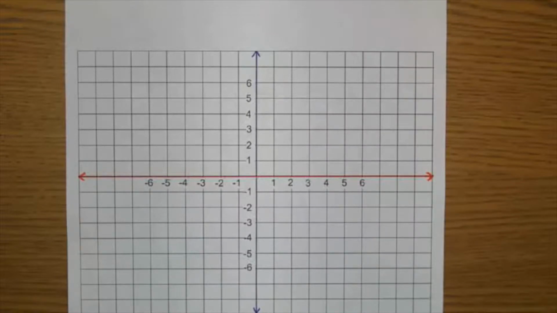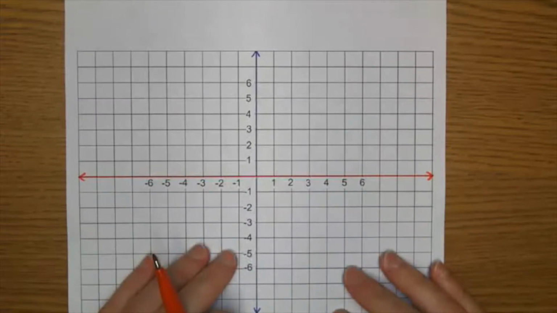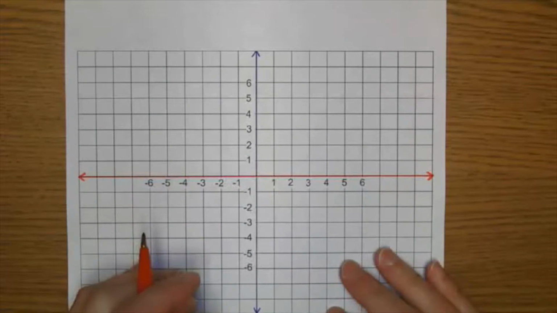Lesson 11.3, Example 1. Our objective is to understand and be able to locate and graph points on a coordinate plane. Here's a coordinate plane. A coordinate plane is two number lines that cross perpendicular to one another.